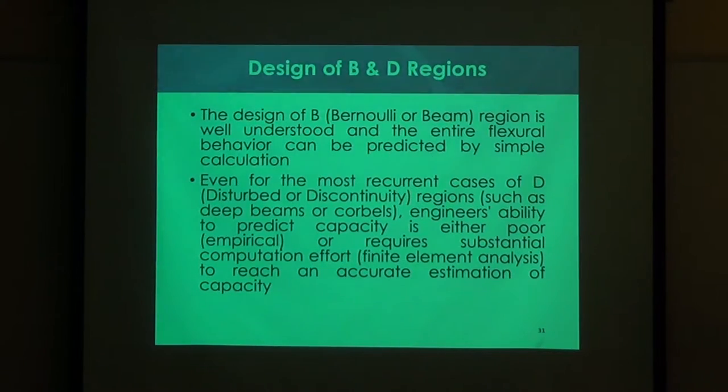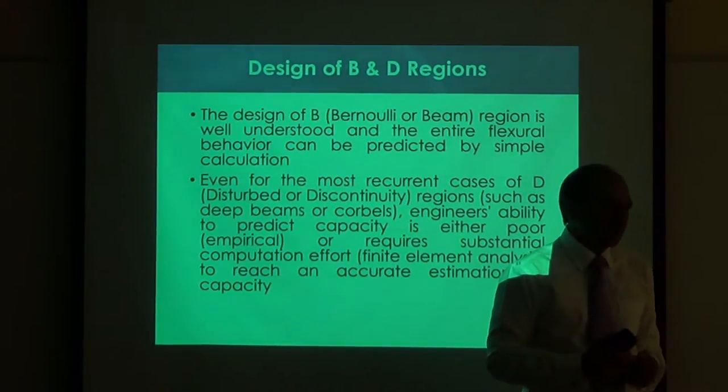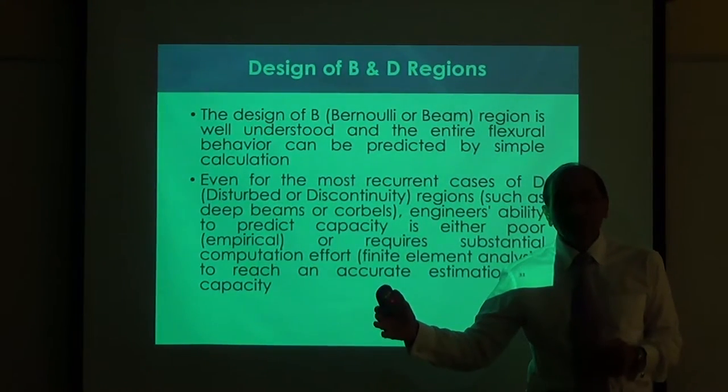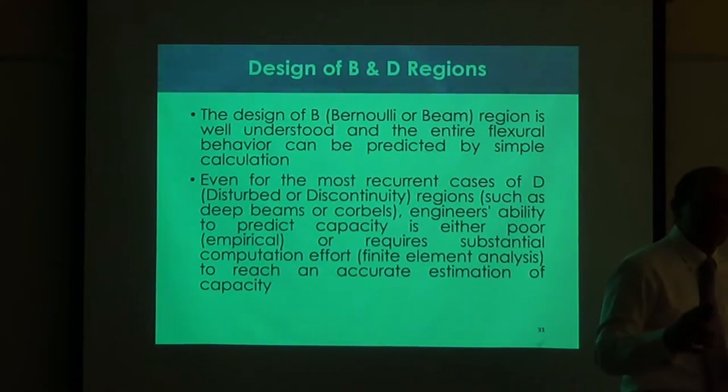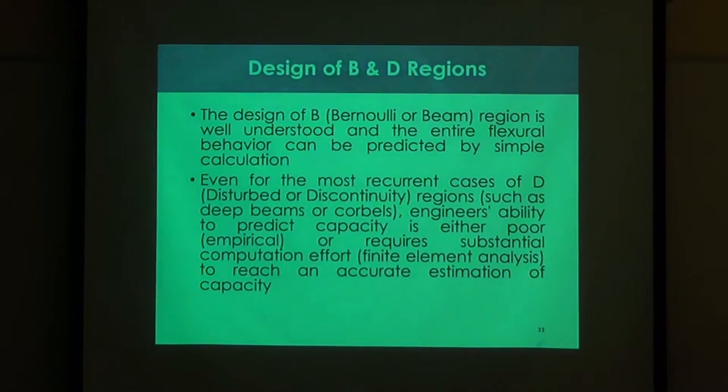For B regions, we can use conventional theory, or we can use strut and tie even for the beam region. There is no reason why we cannot use strut and tie in both the regions. But you cannot use the conventional theory in D regions. So that is the drawback of the conventional theory, that it does not apply to D regions. Whereas the strut and tie mechanism applies to both D regions and B regions. For D regions, we have to use it. For B regions, we have an option to use it. Okay? So I will show you as we go along.